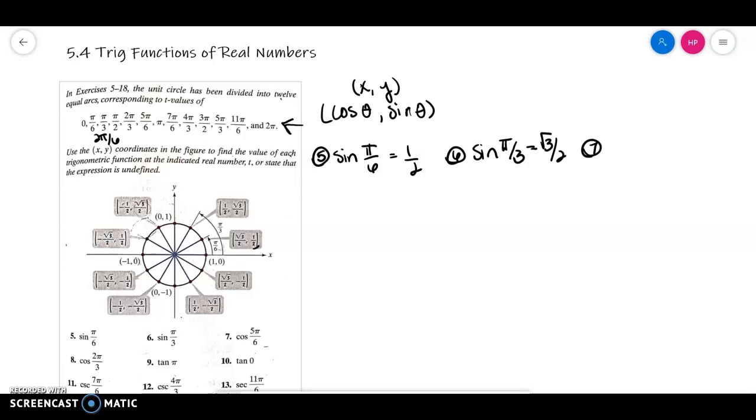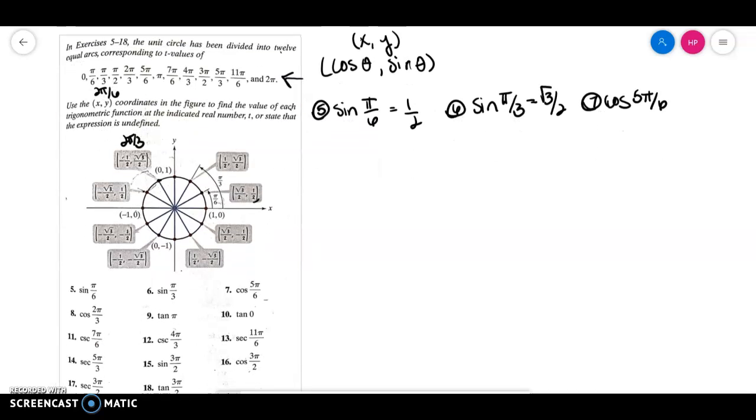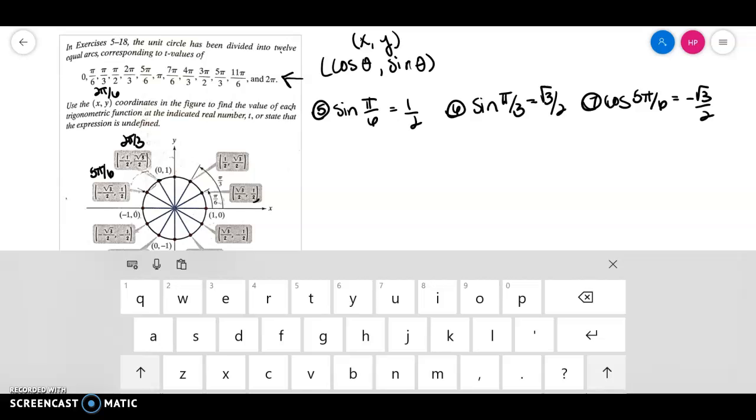For number 7, I switch to cosine, so I'll be looking at the x-coordinates now, of 5 pi over 6, which isn't labeled, but if we, again, take a look, I have pi over 6, that would be 2 pi over 6, 3 pi over 6. My 4 pi over 6 here would actually end up being 2 pi over 3. And then 5 pi over 6 is this one here right before I get to my x-axis. So the cosine at 5 pi over 6, that's my negative square root of 3 over 2.